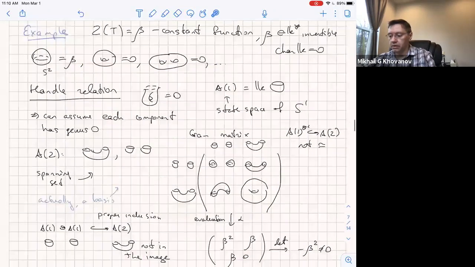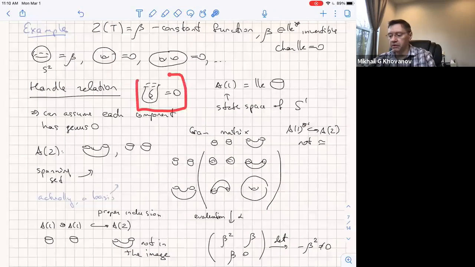And in particular, this means that we have this handle relation. So when we have a torus with one boundary component, that evaluates to 0 no matter what we attach, because anything of genus 1 and higher evaluates to 0. So we have the skein relation. Again, it's a feature of a special example.